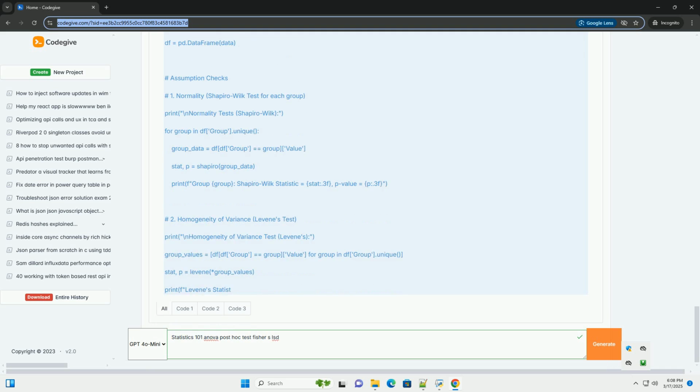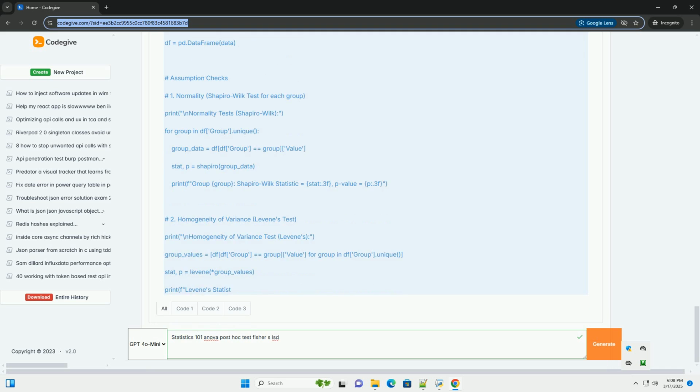7. Determine the p-value: the probability of observing an F statistic as extreme as, or more extreme than, the one calculated, assuming the null hypothesis is true. 8. Decision. If p-value is less than alpha, the significance level, typically 0.05, reject the null hypothesis. This means there's a statistically significant difference somewhere among the group means. If p-value is greater than or equal to alpha, fail to reject the null hypothesis. This means there's not enough evidence to conclude that the group means are different.